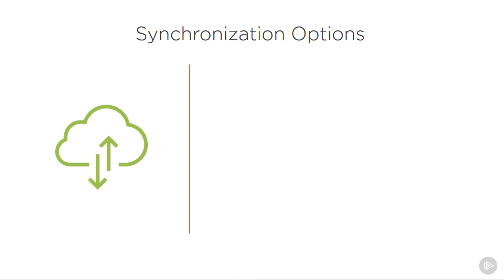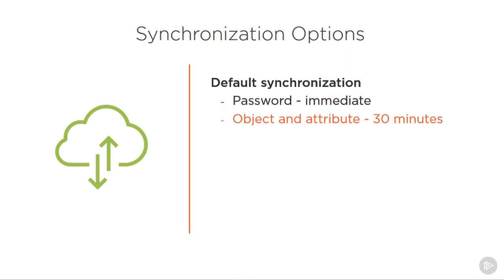Now, when it comes to synchronizations, we have a couple categories of synchronizations. We have our default synchronization, which is a password, which means if I update a password, there's an immediate sync. But if I update any other object or attribute, it could be 30 minutes before I see that update. So remember, passwords immediate, other objects and attributes could be up to 30 minutes.